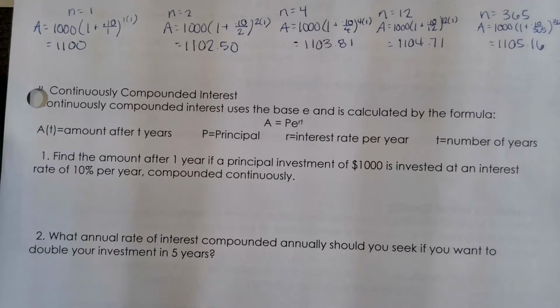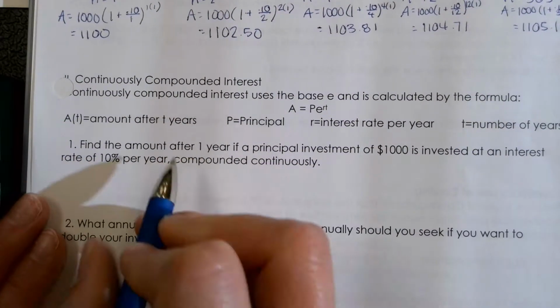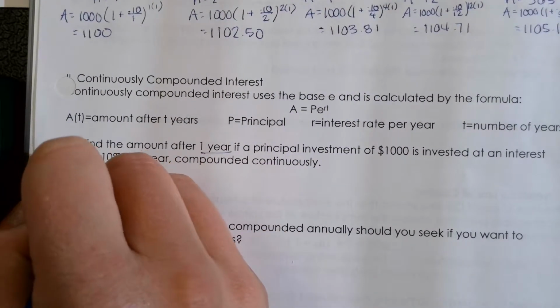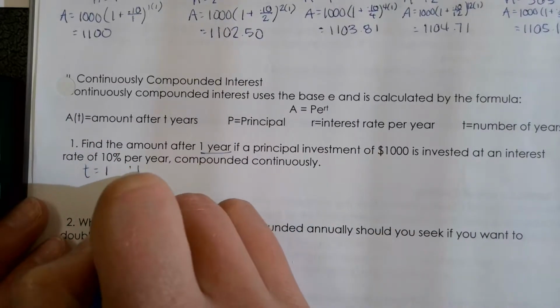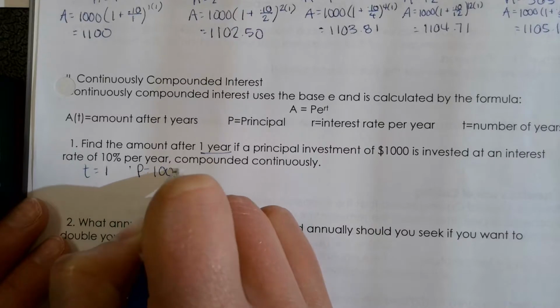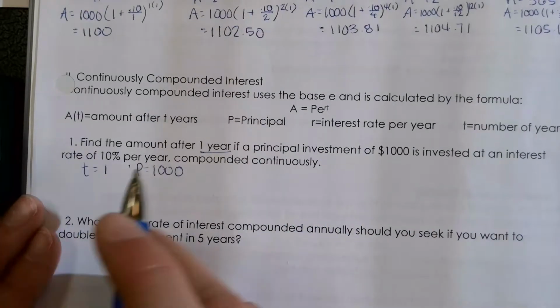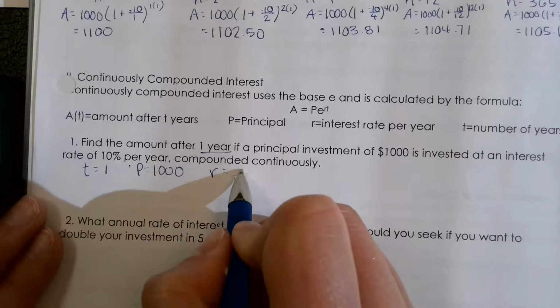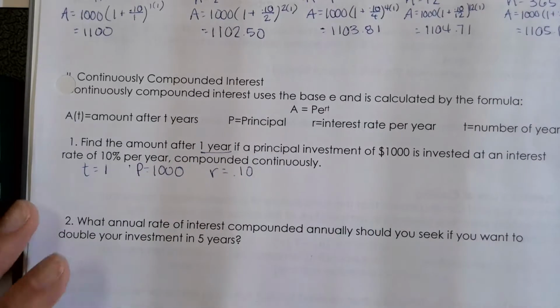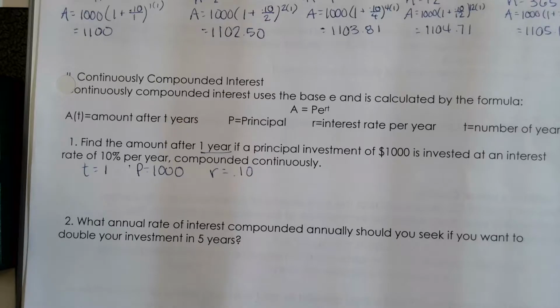So we want to find the amount after 1 year if a principal investment of $1,000 is invested at an interest rate of 10% per year compounded continuously. So if it's after 1 year, that's your T value. So we can say T equals 1. Your initial investment was $1,000, so that's your P. Your interest rate was 10%, so how would you write that as a decimal? 0.10.